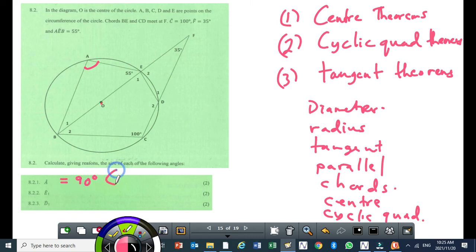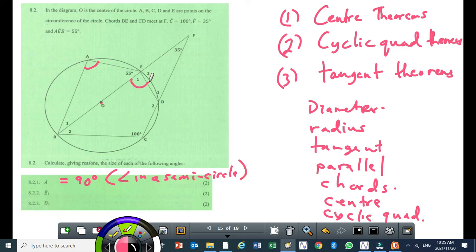Your reason: angle in a semicircle. Please, not angles in a semicircle. There are not many, it's one. So it's angle in a semicircle. Not angles in a semicircle, please. Then E1 is this angle here.